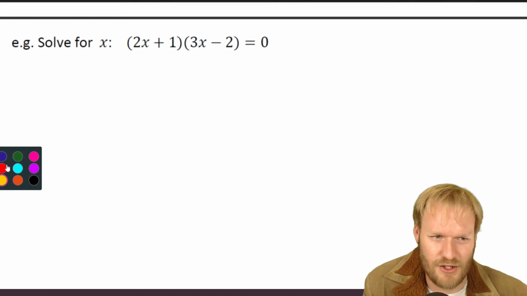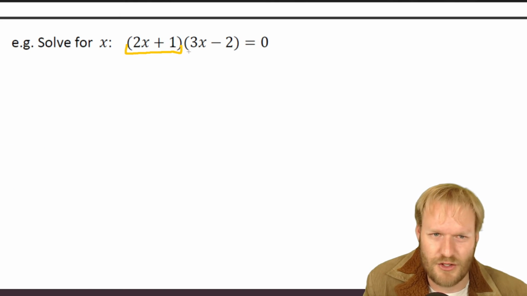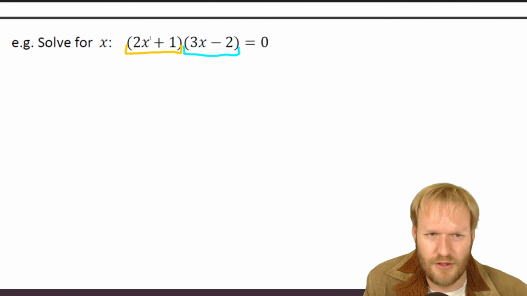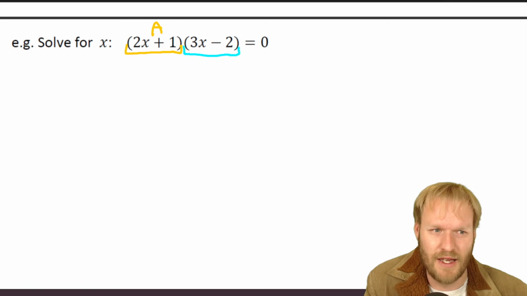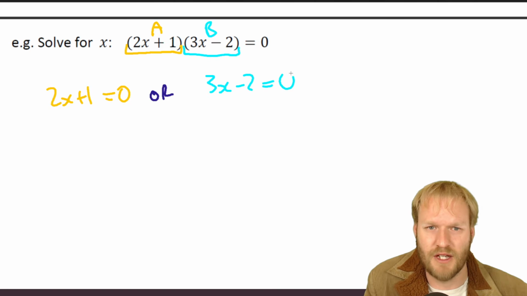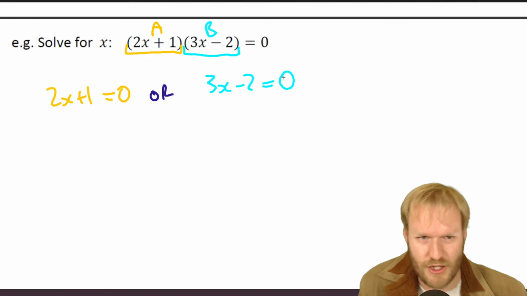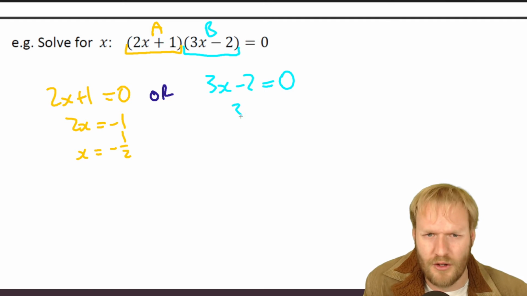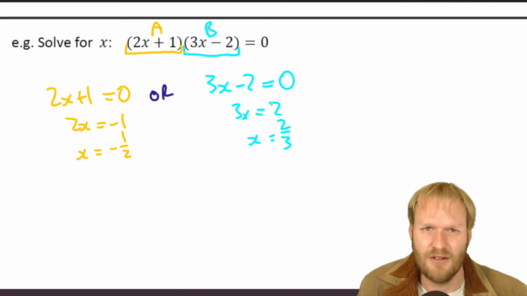I'm going to give a hint over here. What are our two solutions? Well, it's already in this nice form, like a times b equals 0. So either the first bracket, 2x plus 1 equals 0, or the second bracket, 3x minus 2 equals 0. We didn't have to factorize. So 2x equals minus 1, x equals minus 1 over 2, or 3x equals 2, x equals 2 over 3. Two solutions, done. Next one.